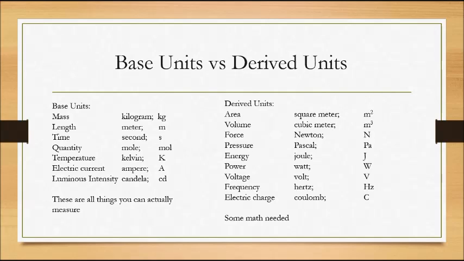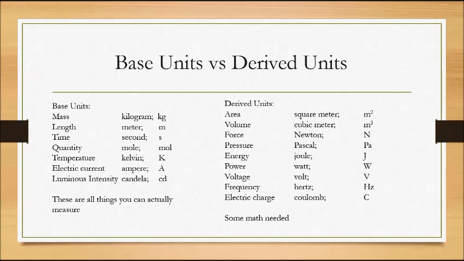So a base unit is something that you can measure directly. For example, mass. You put something on a scale, and you're going to see how much mass it has. Time, you're going to measure in seconds, just with a clock. The difference between a base unit and a derived unit: base unit, you just measure. A derived unit is you're going to need to do some actual calculations, some work.